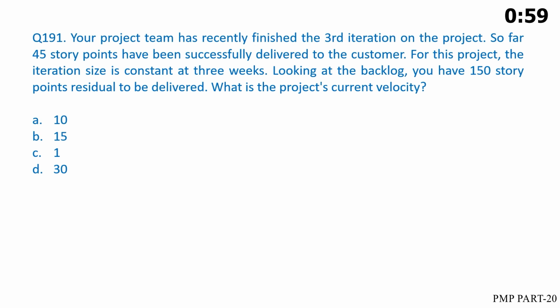Your project team has recently finished the third iteration on the project. So far, 45 story points have been successfully delivered to the customer. For this project, the iteration size is constant at 3 weeks. Looking at the backlog, you have 150 story points residual to be delivered. What is the project's current velocity? A. 10. B. 15. C. 1. D. 30.